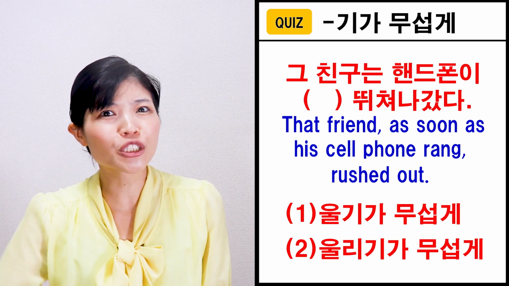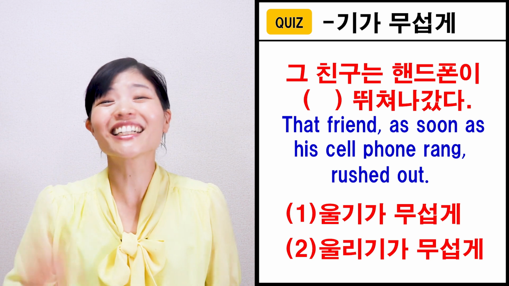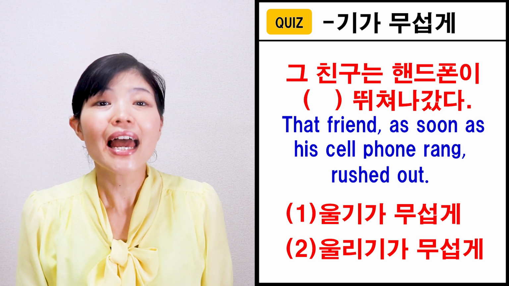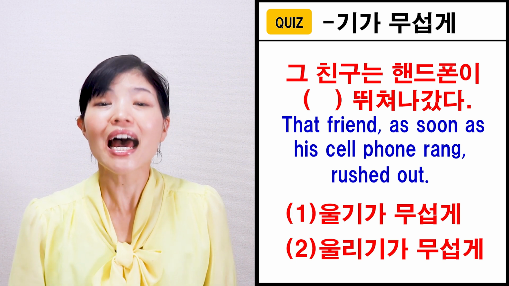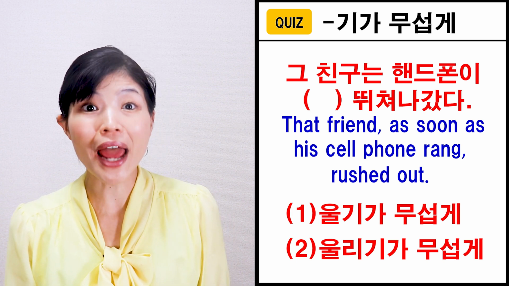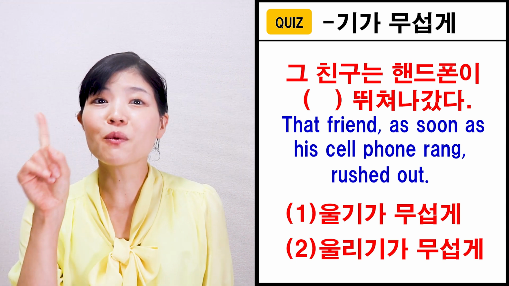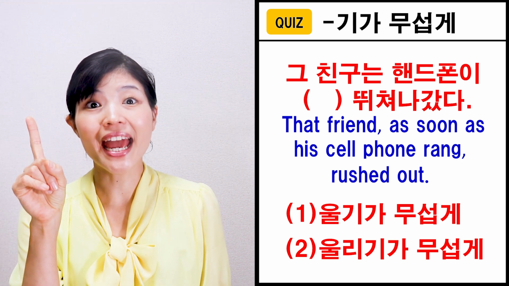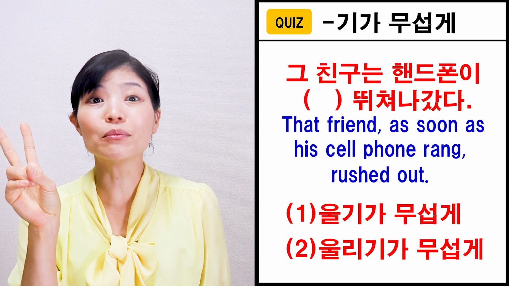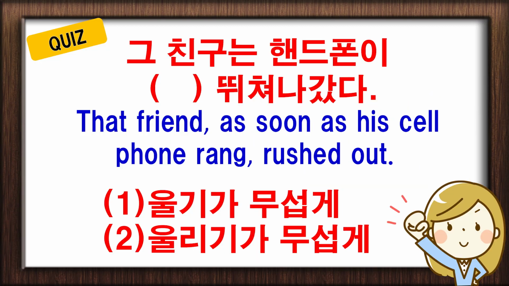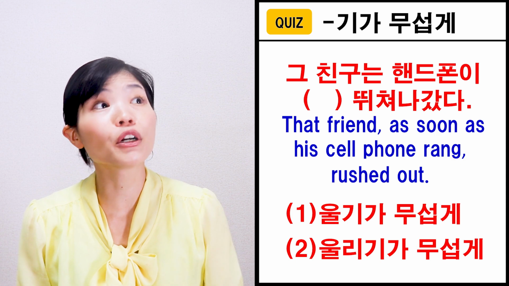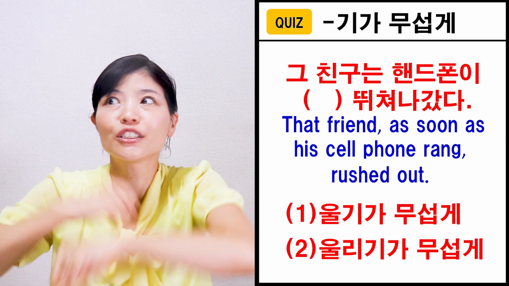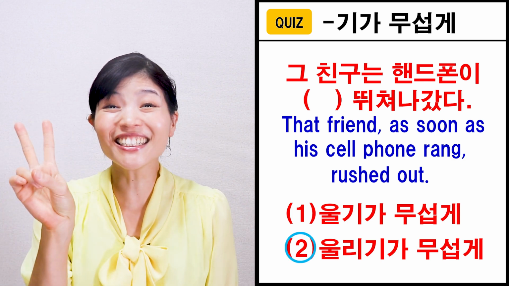Quiz! Now let's try the quizzes. Which one is the correct answer? 그 친구는 핸드폰이 뛰쳐나갔다. That friend, as soon as his smartphone rang, rushed out. Number 1, 울기가 무섭게. Number 2, 울리기가 무섭게. He rushed out the classroom, so I wonder if there was some emergency. Anyway, the correct answer is number 2.